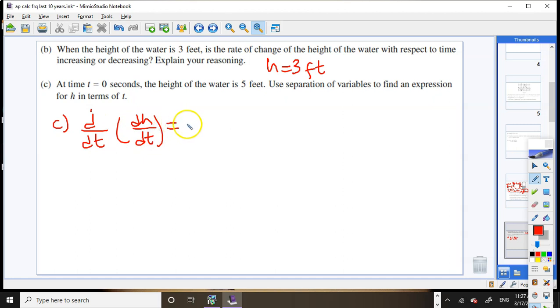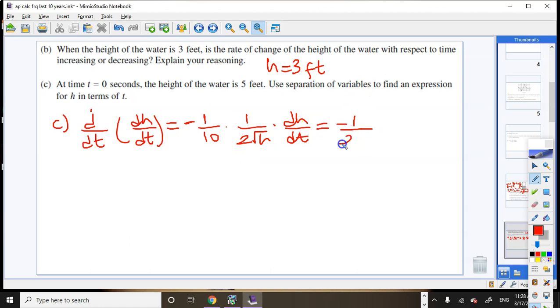Okay, so which is going to be equal to -1/10 times 1/2 times square root of h times dH over dt, since we are taking the derivative with respect to time. So this is -1/20 times square root of h times -1/10 times square root of h, which is dH over dt. Okay, and as a result, this is going to be equal to 1/200, which is bigger than 0 because we end up with a positive number.